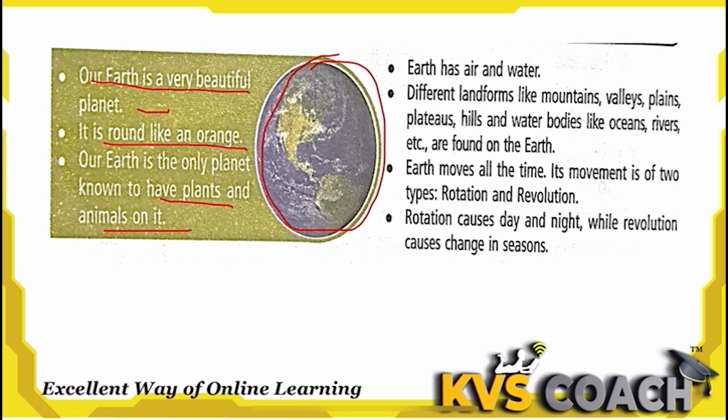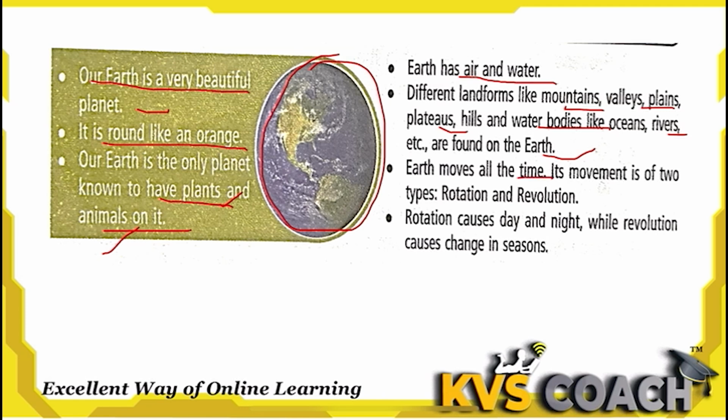So, it means Earth is the only planet where life is possible, where we can find plants, which are living things, and animals, which are living things. Earth has air and water. Different landforms like mountains, valleys, plains, plateaus, hills, and water bodies like oceans, rivers, etc. are found on the Earth only.